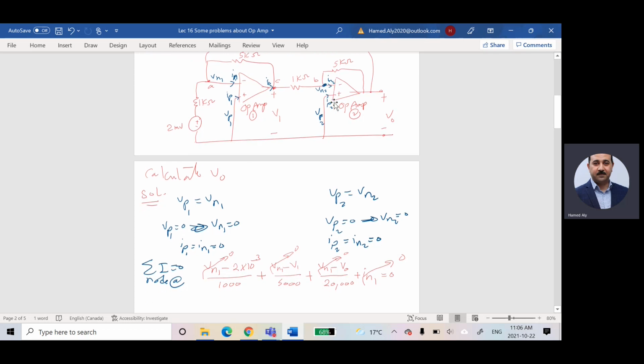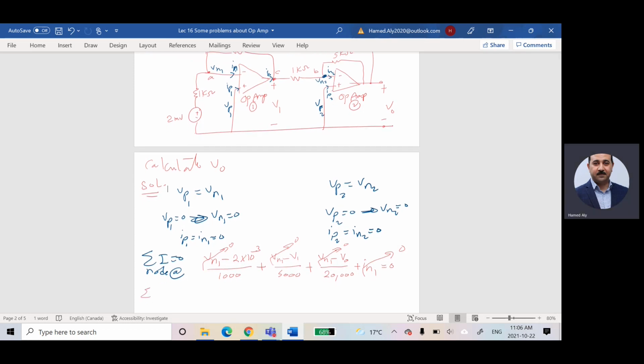So I will say summation I is equal to 0 for node B. So this current is Vn2 minus V1 divided by 1 kilo plus this current, which is Vn2 minus VO divided by 5 kilo plus this current, which is IN2, equals 0.